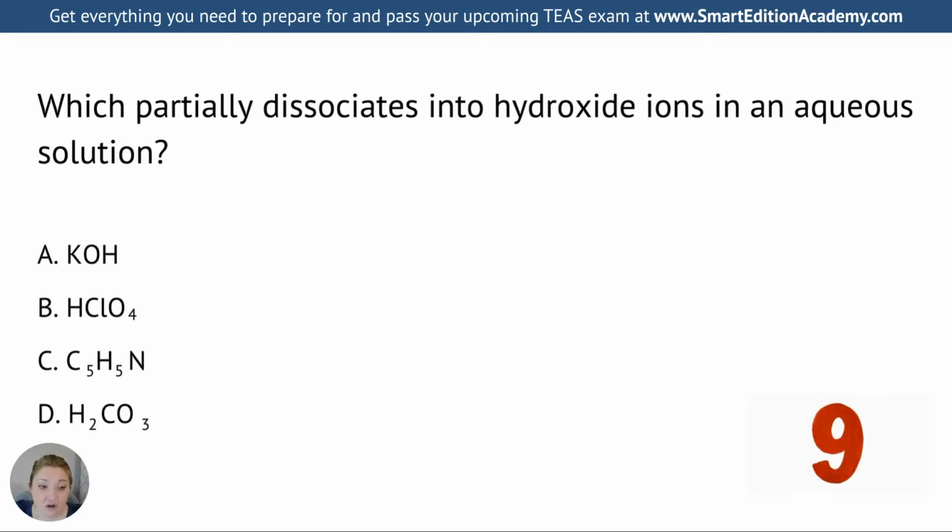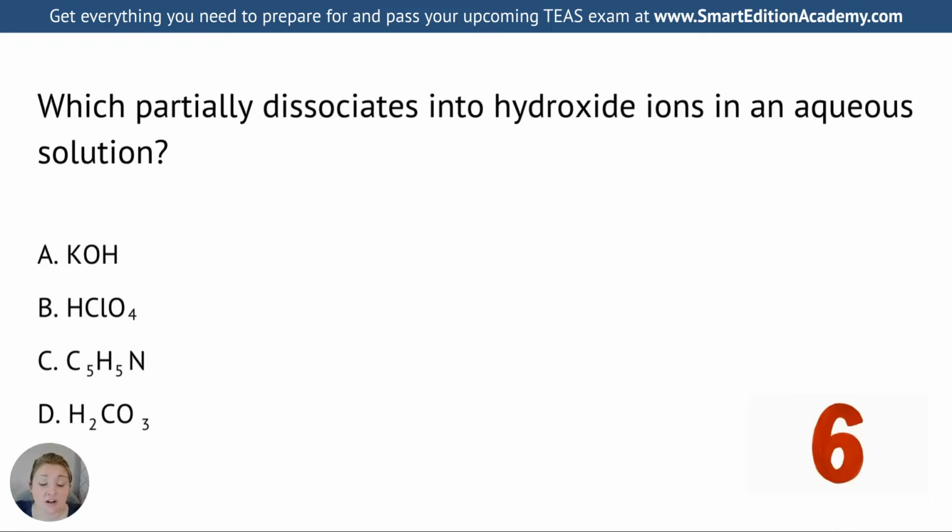Which partially dissociates into hydroxide ions in an aqueous solution? So, which partially dissociates? What it's asking us is which one is weak? Partially, not fully. Now remember, strong acids and strong bases are going to fully come apart. Weak acids and weak bases are going to partially come apart.